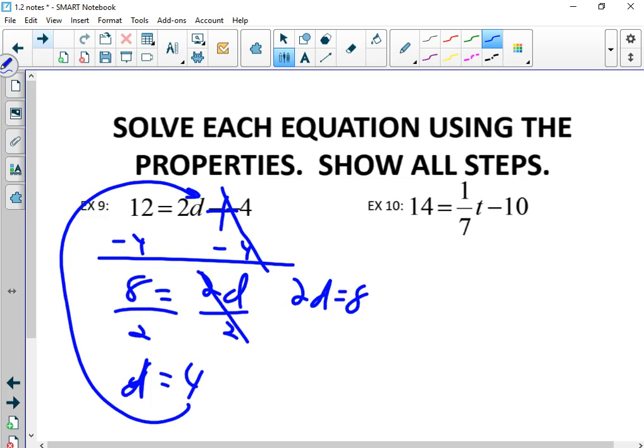Plug it back in. 2 times 4 is 8. 8 plus 4 is 12. Check.